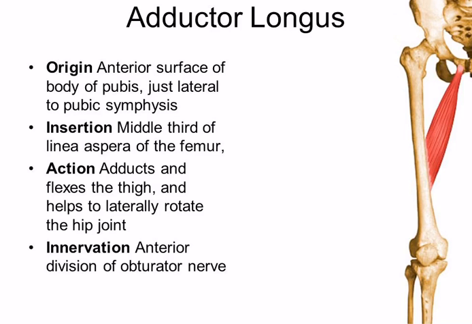Adductor longus. Origin: anterior surface of body of pubis, just lateral to pubic symphysis. Insertion: middle third of linea aspera of the femur. Action: adducts and flexes the thigh, and helps to laterally rotate the hip joint. Innervation: anterior division of obturator nerve.